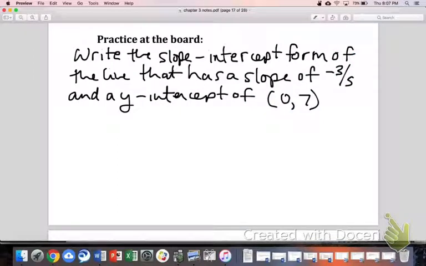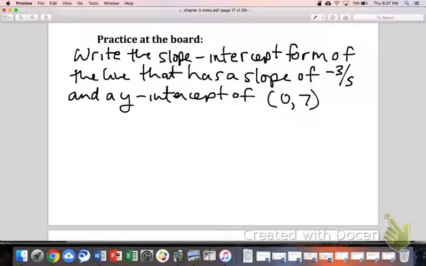So for our next warm-up question, we want to try this one here. I want you guys to try to write the slope-intercept form of the line that has a slope of negative 3/5 and a y-intercept of 0, comma 7. So again, please pause the video and let's give everybody a chance. Love to have as many of you at the board as we can. If you happen to be at your seat, I want you to try this at your seat as well. So go ahead and pause the video and try this one.